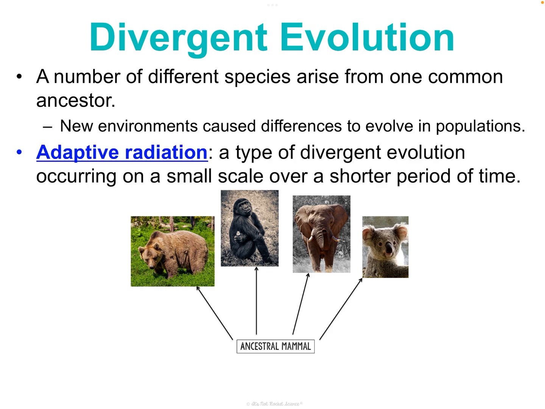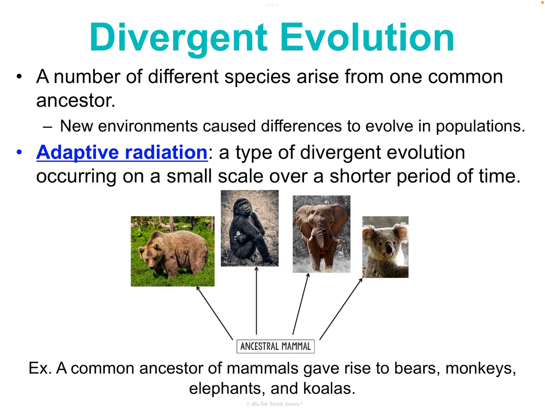And another type is called adaptive radiation. It's a form of divergent evolution, and this can occur on a very small scale over a shorter period of time. Normally, that's not so much in a lifetime, but if there's a change in the environment, sometimes the species are able to adapt, and the ones that are best fitted for the new environment are the ones that are going to survive.